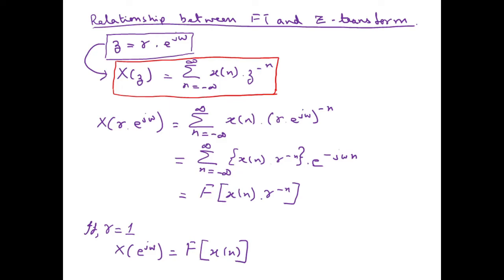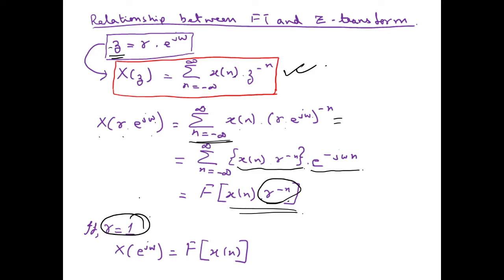Now what is the relationship between the Fourier transform and the Z transform? This is your Z transform we have just discussed, and we have Z equal to r into e to the power j omega. If you put it in this equation, we get X of r e to the power j omega, which is equal to the summation of n equals minus infinity to infinity x of n multiplied by r e to the power j omega to the power minus n. Now you break this and bring the real components together and the non-real separately. So what you get is F of x n multiplied by r to the power minus n. When the value of r is equal to 1, we get X of e to the power j omega, which is equal to F of x n.